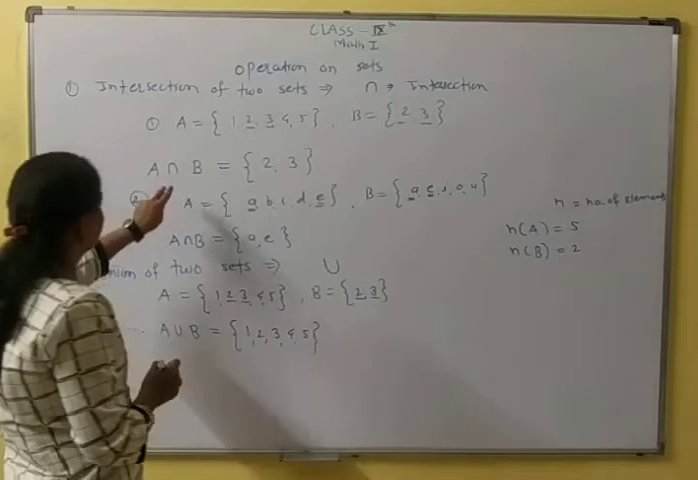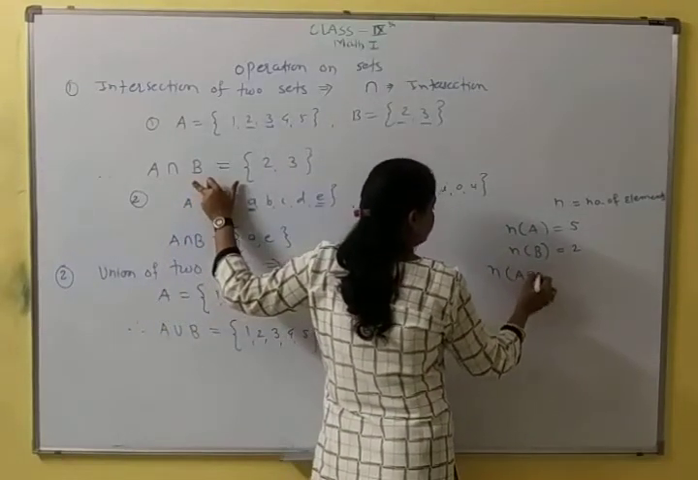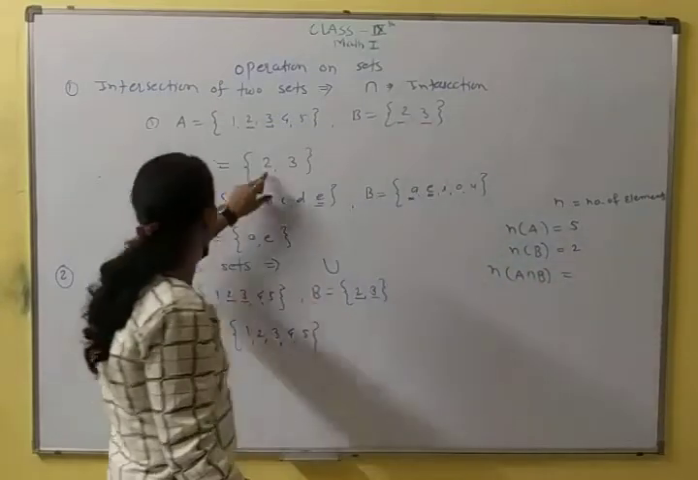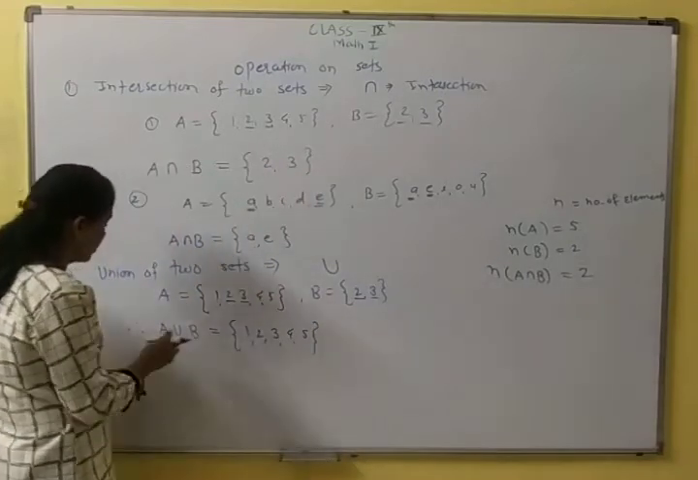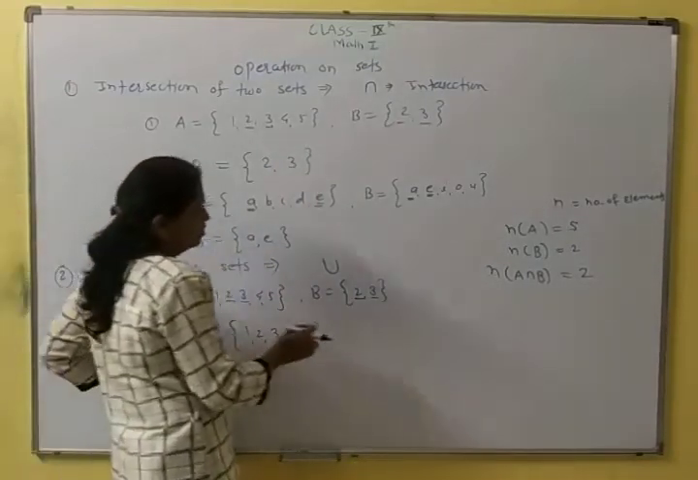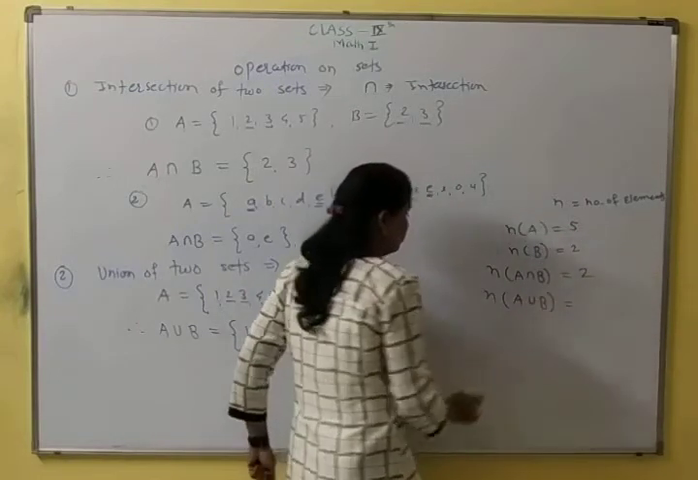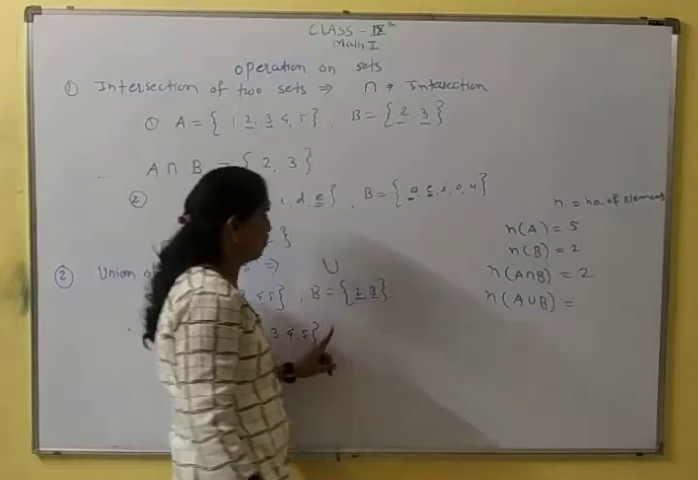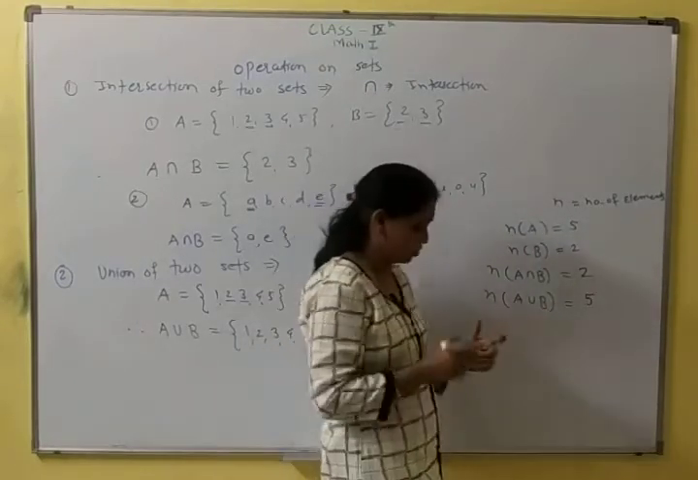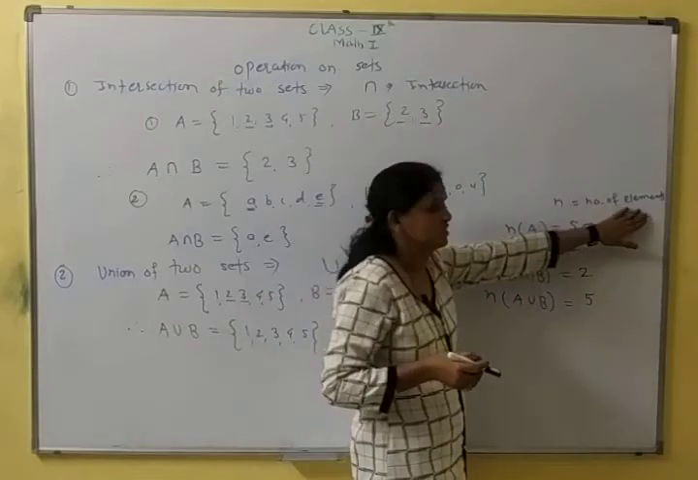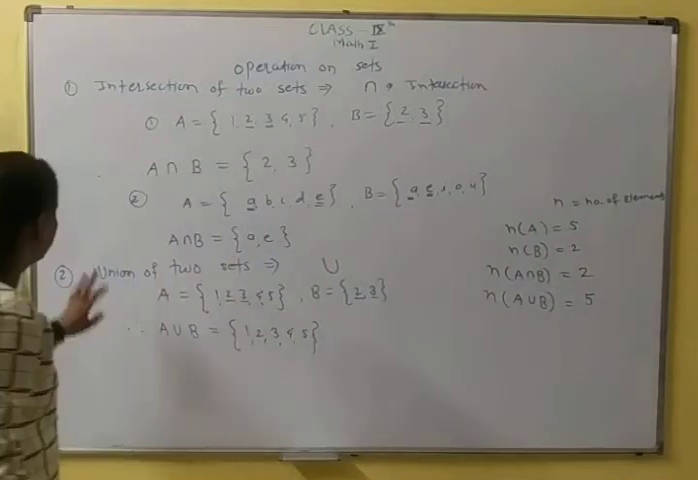Then how many elements are in A intersection B? n of A intersection B equal to 2, there are 2 elements. Then how many elements are in A union B? There are 5 elements. Therefore n of A union B equal to 5. This is the number of elements in a set, and it is denoted by small n. This is the union of two sets.